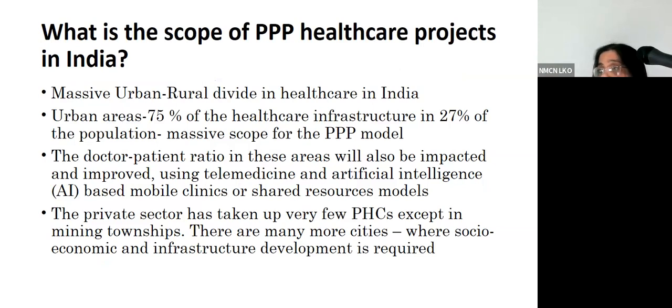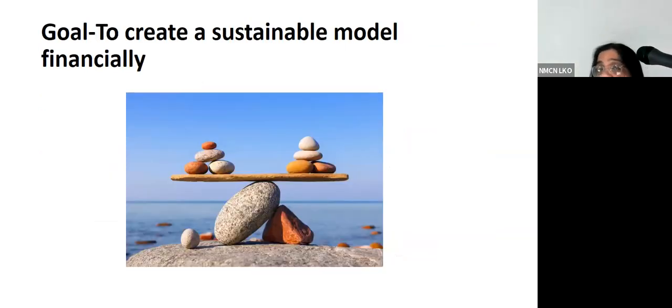So what is the scope of PPP healthcare projects in India? There is a large, massive urban-rural mismatch in India. 70% of healthcare infrastructure is available in urban centers, though there are 25-27% of the population who can be taken care of. So there's a massive scope of PPP model. The doctor-patient ratio in these areas will also be impacted and improved using telemedicine, telereporting, and artificial intelligence. So the goal is to create a financially sustainable model.